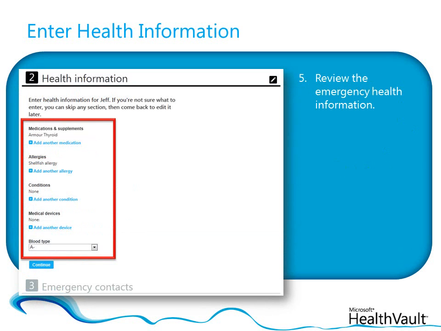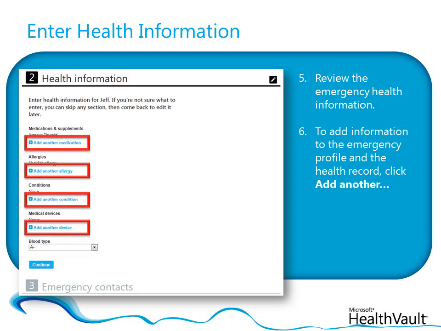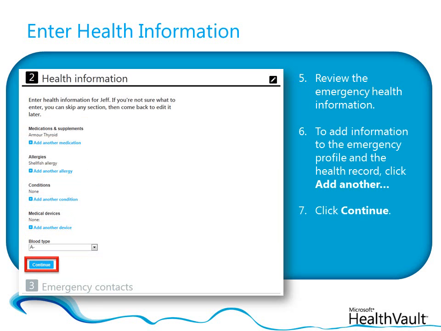HealthVault now fills in the Health Information section of the emergency profile with the relevant health information from the health record. Only categories of health information deemed critical to emergency medical providers are included, such as allergies, medications, and medical conditions. If you want to add more information in any of these categories, in the emergency profile and in the health record itself, click the Add links in each section. When you're happy that all the necessary health information is included in the emergency profile, click Continue. You'll have the chance to exclude individual pieces of information later if you want to.